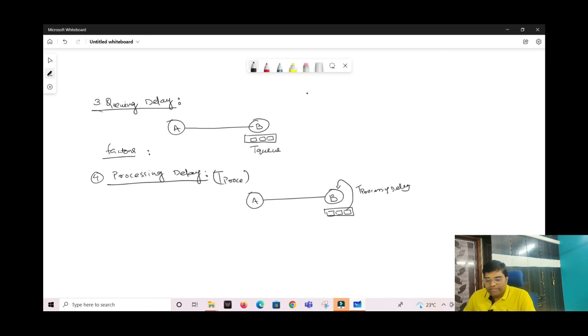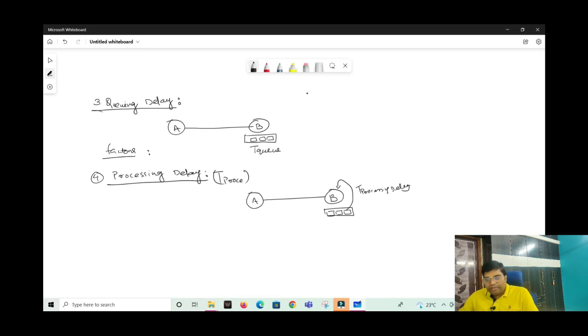For example, if it is a router, processing delay may be related to deciding where to forward the packet, updating the TTL, and doing the header checksum. There are various things that need to be done, and due to that this processing delay happens. It also depends upon the speed of the processor, and speed varies from system to system, so there is no specific formula for this processing delay.